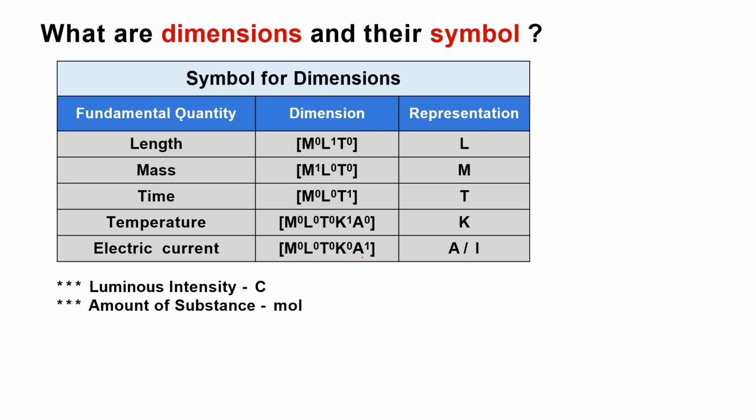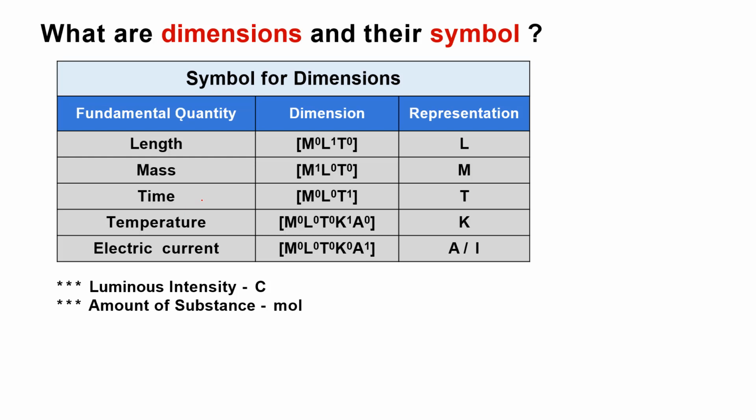Look here, I have just made a table of the fundamental quantities, their dimensions and the representation. The length is represented as L, but I have written M to the power 0, L to the power 1, T to the power of 0, because whenever you are representing the length, the mass and the time will not be considered. They should have the power of 0. Similarly, the dimension of mass should be written as M to the power 1, L to the power 0, T to the power of 0, and it is represented by capital M.